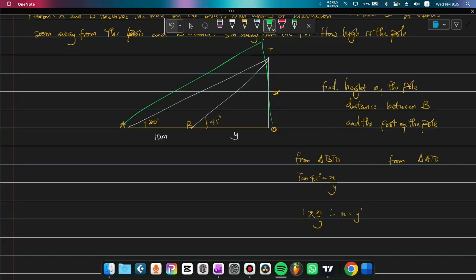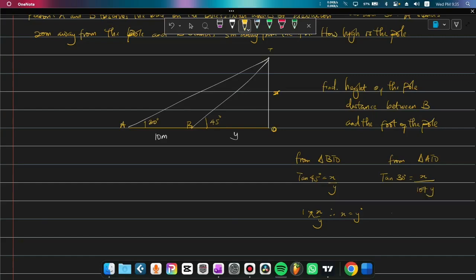Yeah. From triangle ATO, the angle there is 30, so I could say that I have AO, which is 10 plus y, and I'm looking for x. I have the adjacent, I'm looking for the opposite, still tan. So I'm going to be using tan 30. Don't forget, opposite and adjacent is only in tan. Did you understand that? So tan is opposite x over adjacent 10 plus y.